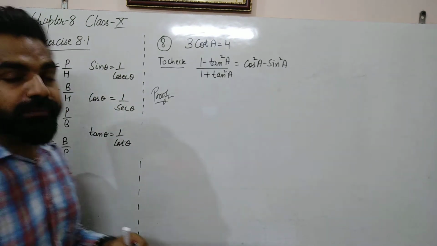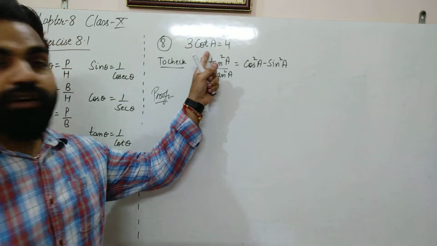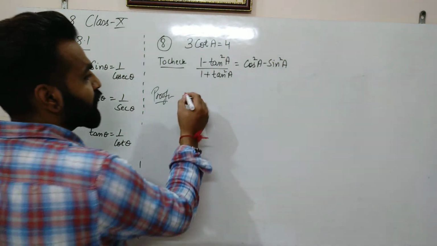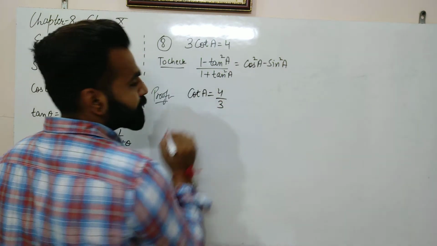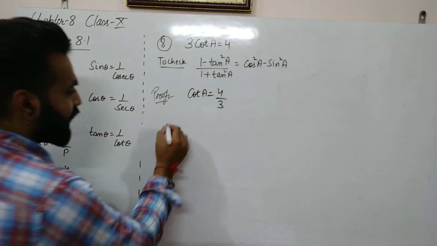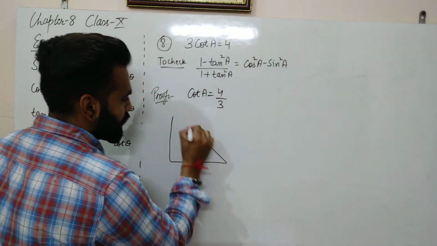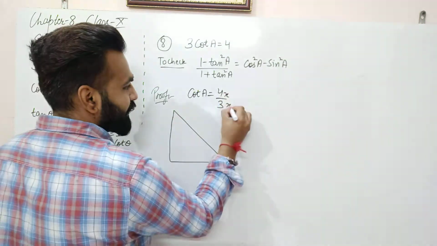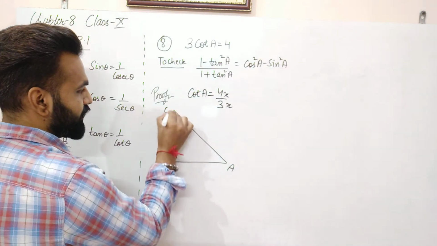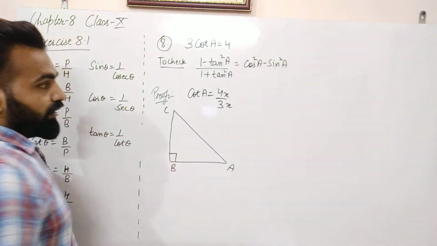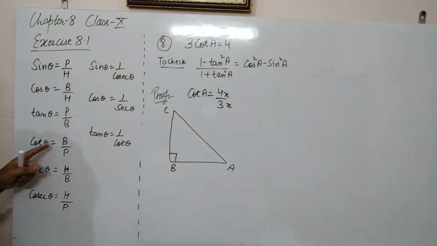Now see question number 8. It is given 3 cot A is equal to 4. So from here cot A will be 4 by 3. So we will construct a triangle. This is 4x by 3x. This is A, B, C. Now what is cot theta? Cot theta is B by P.